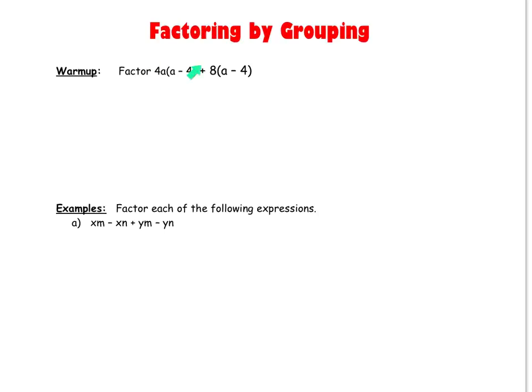There's two terms, and you will notice that common to both of them is actually the a minus 4 term. There's actually a 4 common to both of them as well, so you could pull that out. But the main idea that I want you to see here is that the a minus 4 is common to both of them. So if I was going to factor that, I could write it as a minus 4. I could common factor that out, and then what I would be left with is 4a plus 8.